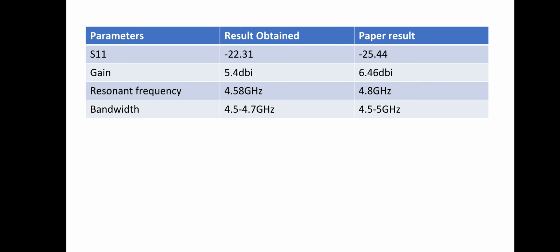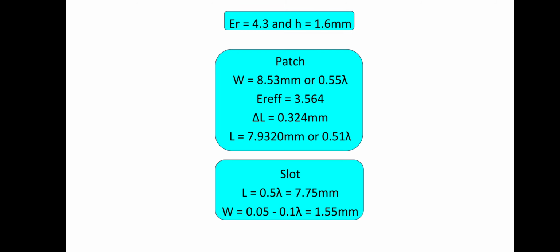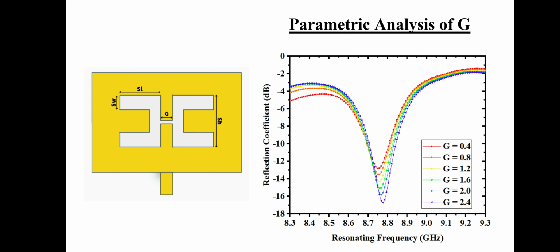We can see the difference between our result and the paper result. We have improved S11, gain, resonant frequency and bandwidth also. But we wanted to introduce a slot with a very different shape so that we can achieve a greater result. So this is one of the changes. Here G is the rectangular slot between two curved C slots. Varying the length and width of G gives us various results, as shown in the side figure.